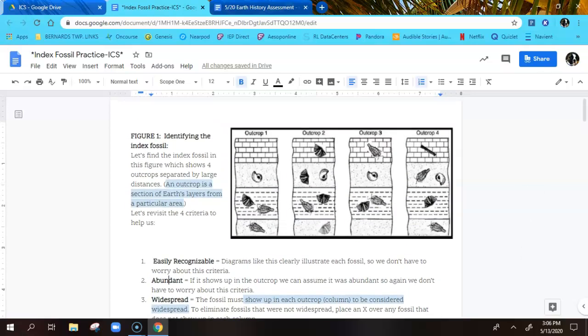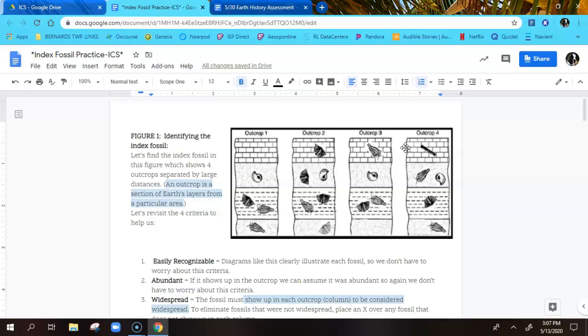The last one is short-lived. So by short-lived, we mean it only appears in one layer. So by layer, we mean row. So if you look at the picture here, this would be a row going across with the first top layer, like being the brick-looking layer. You're going across. You want to find the fossil that only shows up in one layer.